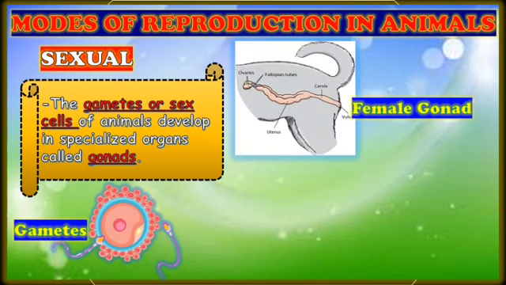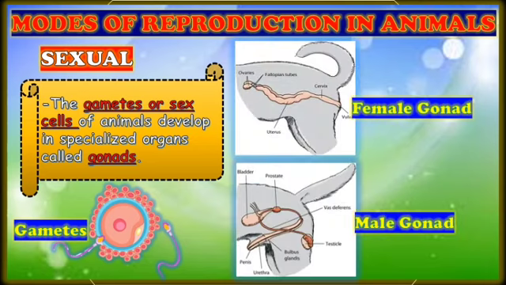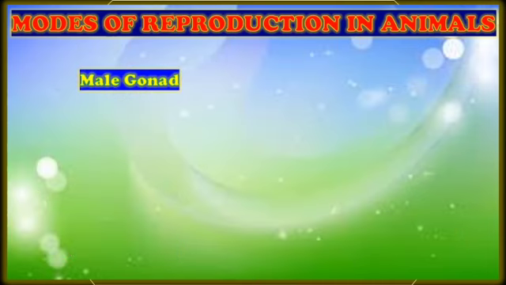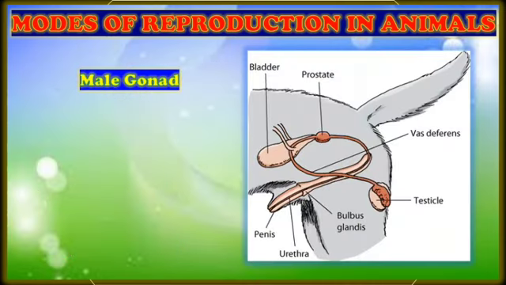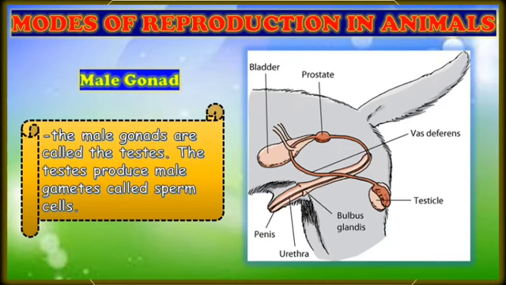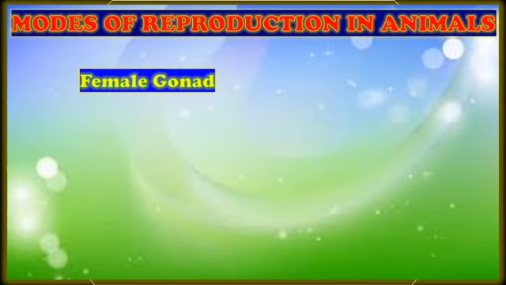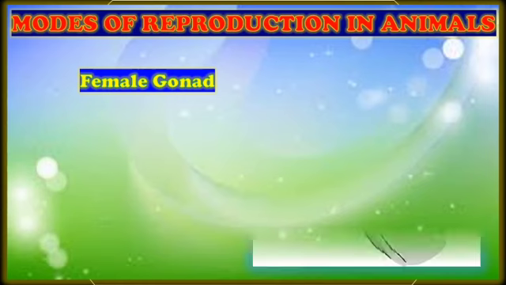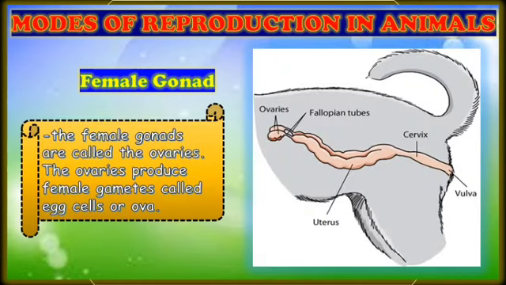So we have here the female gonad and the male gonad. The male gonads are called the testes. The testes produce male gametes called sperm cells. While in the female gonad, the picture of the female gonad is this. The female gonads are called the ovaries. The ovaries produce female gametes called the egg cells or the ova.